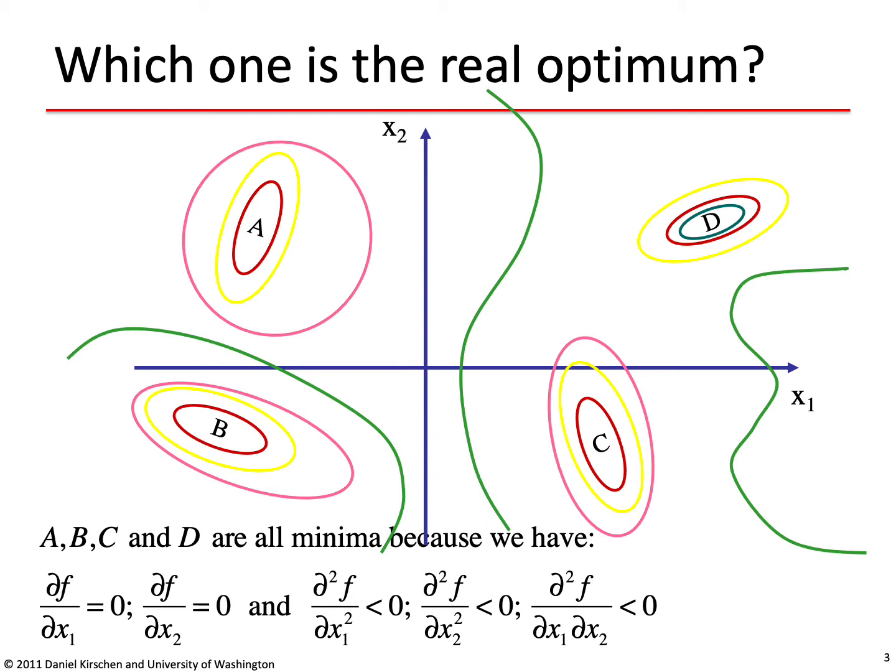If we go to a two-dimensional example, in this case shown, we have 4 points A, B, C, and D that are all minima, because at all of these points, the partial derivatives of the objective function with respect to variables x1 and x2 are 0, and all the second derivatives are negative. So these are all minima, but which one is the smallest minimum?